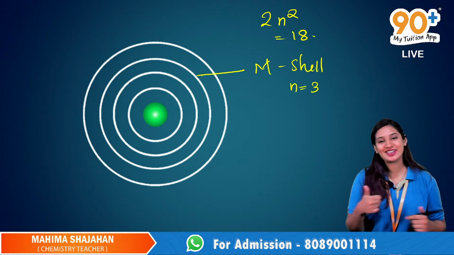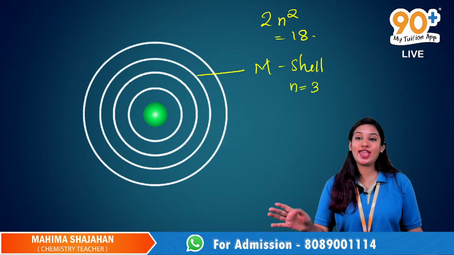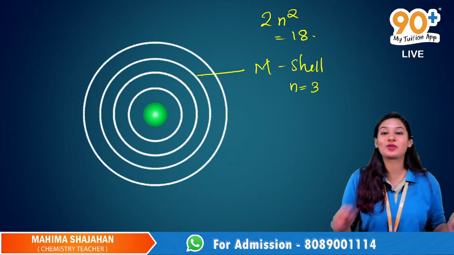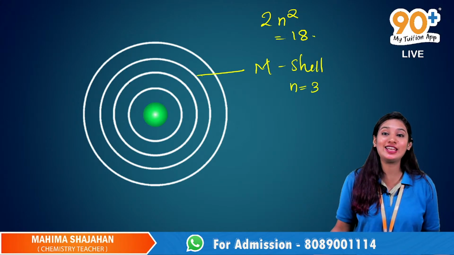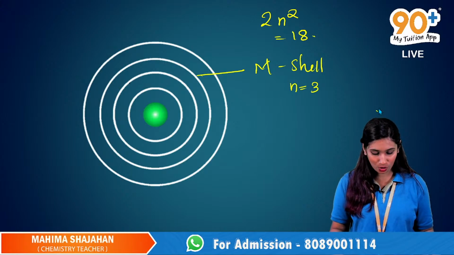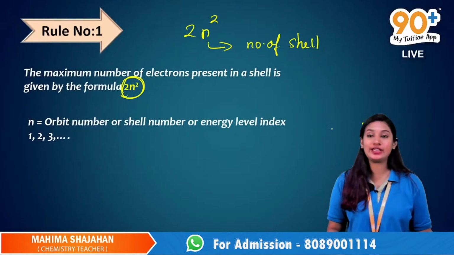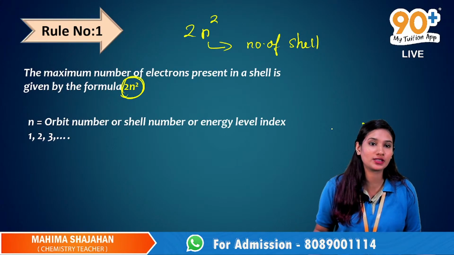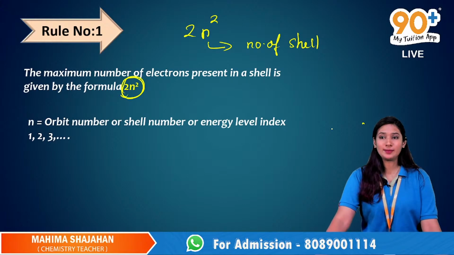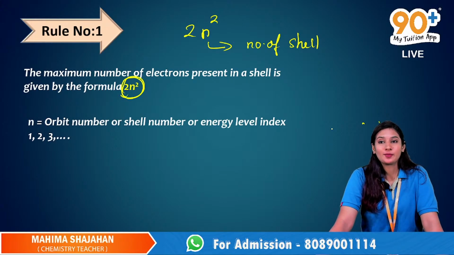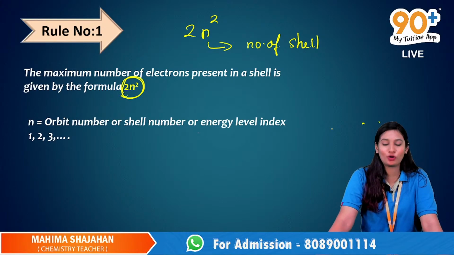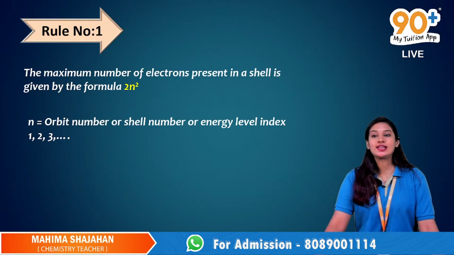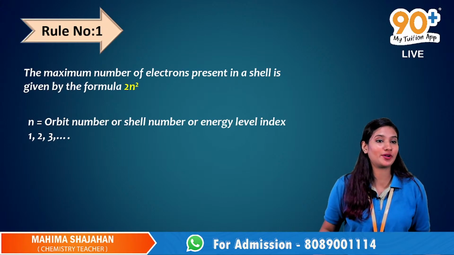All right. Yes, it is 2n square, and that is how you find the maximum number of electrons that can be accommodated in each shell. I hope the first rule is clear for you guys. Now note it down, okay? The maximum number of electrons present in a shell is given by the formula 2n square, where n is the number of the orbit or the number of the shell.